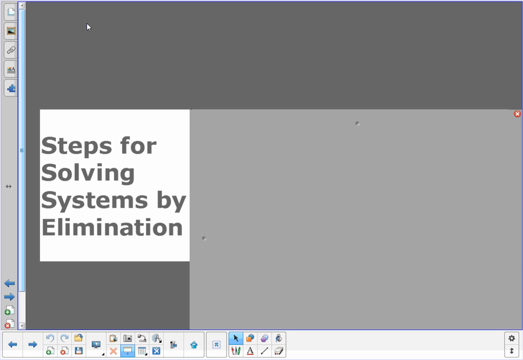Talking about solving systems of equations algebraically, specifically using the elimination method today. Tomorrow, or in the next lesson, we'll be talking about the substitution method, but today we're just going to get through elimination.